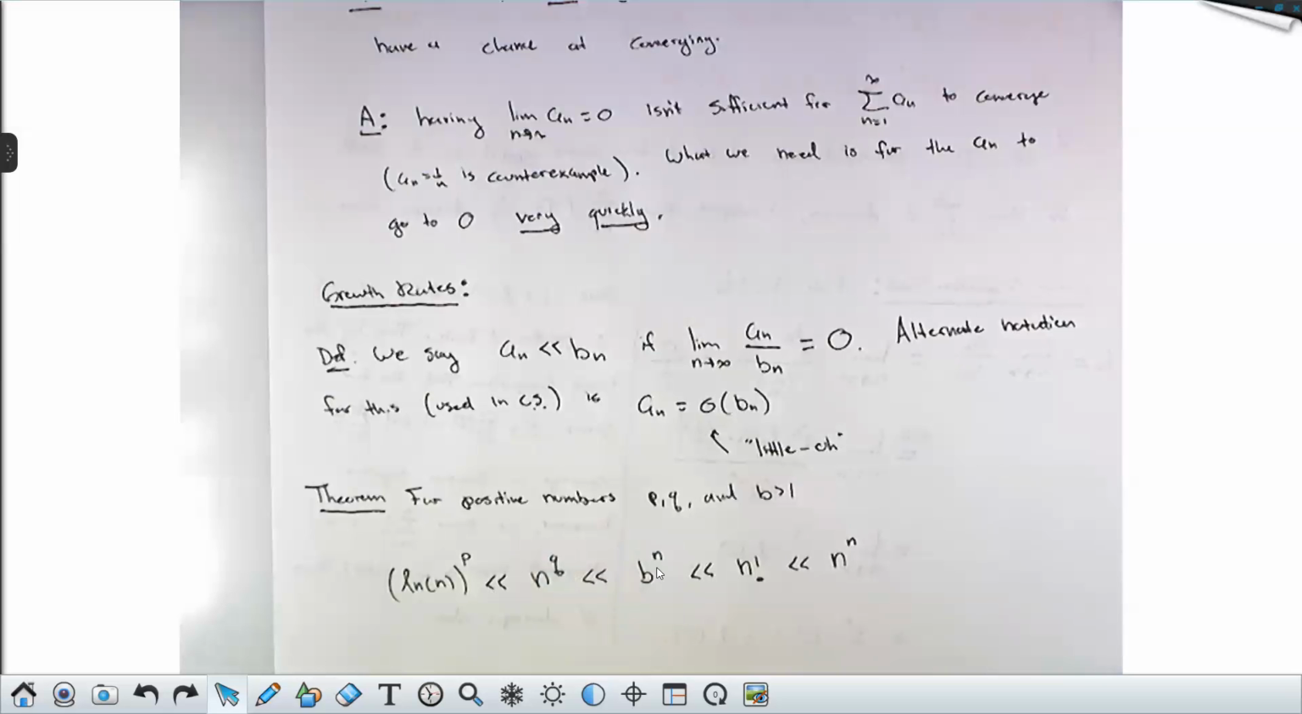Now you can take reciprocals everywhere here and flip over the less thans. So this is kind of a nice way to think about how fast various sequences grow. And hence how fast their reciprocals decay. So 1 over n to the n goes to 0 a lot faster than 1 over n factorial. 1 over n factorial goes to 0 a lot faster than 1 over 2 to the n or whatever. 1 over 2 to the n goes to 0 a lot faster than 1 over n squared, goes to 0 a lot faster than 1 over the natural log of n to any power. Refer back to this from time to time. Just look back at it and see if you can't recognize your problems in this context.